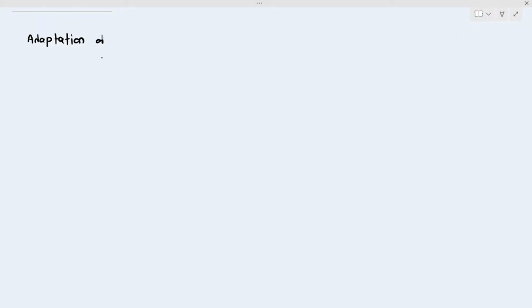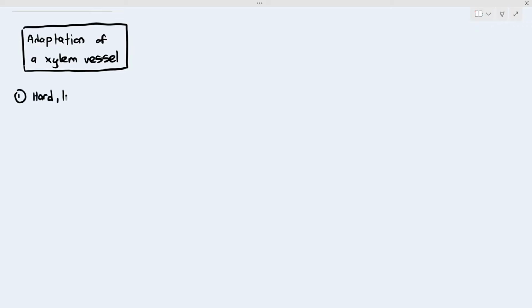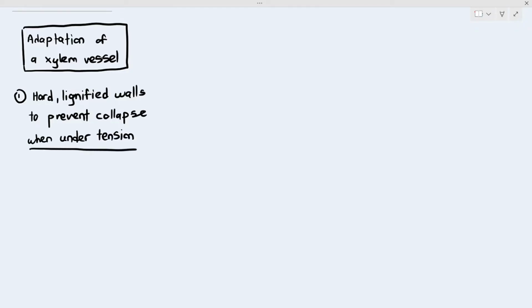Okay, so we want to do a quick video on the adaptation of the xylem vessels in transporting water and minerals. There are three main adaptations that you have to know about the xylem vessels in their structure and how it helps them transport water and minerals. The first one that we have to talk about is the hard lignified walls to prevent collapse when under tension. We have a lot of things to explain here.